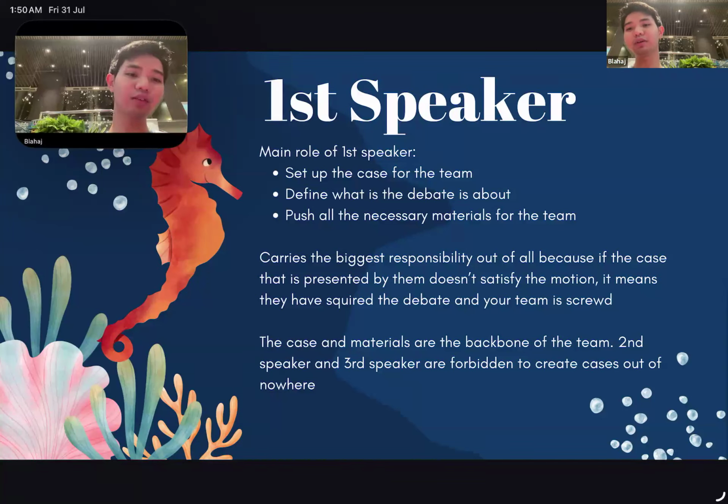So the second speaker and third speaker are basically forbidden to create cases out of nowhere. This is not about the second speaker being unable to make new arguments. It's more that the second speaker cannot come up with a different case from what the first speaker has provided. Basically, if the first speaker says A is correct, then the second speaker cannot say A is wrong, because you're just making another new case, which is totally unfair for their team.